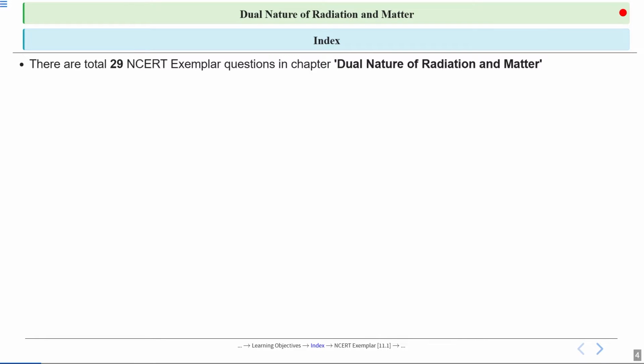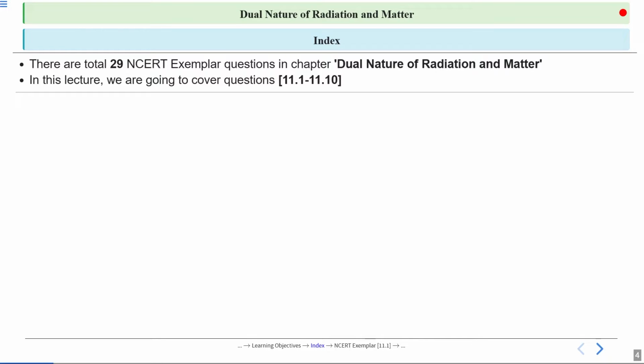Now let's focus on what we will cover today. There are a total of 29 NCERT example questions in chapter Dual Nature of Radiation and Matter. In this lecture, we are going to cover questions 11.1 to 11.10.